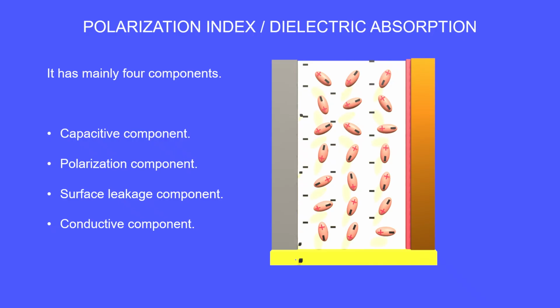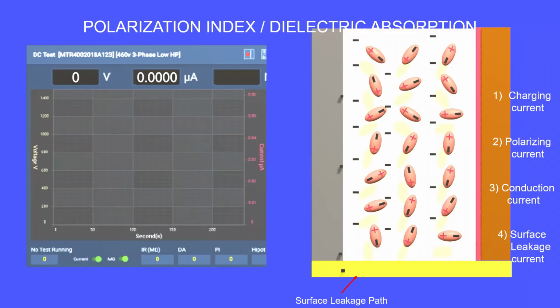There are 4 components that contribute to the total leakage current. They are capacitive charge, as seen during the IR test, the polarizing current, which is the alignment of the dipoles, surface leakage, which is current that is bypassing our insulation, and finally conduction current, which is the current flowing through the insulation. Conduction current is what we want to know. Here we will watch what happens during a polarization index test and see how each of the 4 components respond to the applied voltage across the insulator.